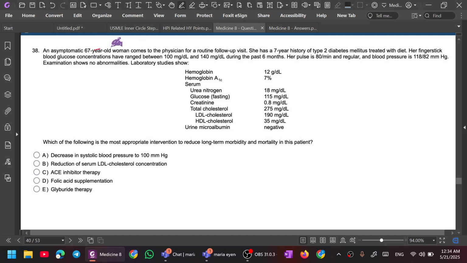An asymptomatic 67-year-old woman comes to the physician for a routine follow-up visit. She has a 7-year history of type 2 diabetes mellitus treated with diet. Her finger stick blood glucose concentrations have ranged from 100 to 140 milligrams per deciliter during the past 6 weeks. Her pulse is 80 per minute, regular. Blood pressure is 118/82. Examination shows no abnormality. Hemoglobin 12, HbA1c 7%. Urea nitrogen 18, glucose 115, creatinine 0.8, total cholesterol 275, LDL 190, HDL 35, urine microalbumin negative. Which of the following is most appropriate for reduction in long-term morbidity and mortality in this patient?